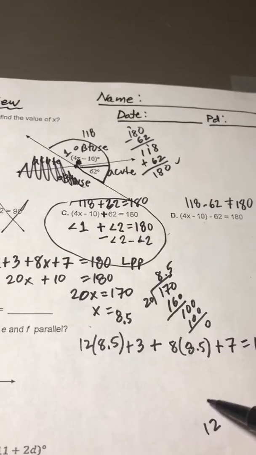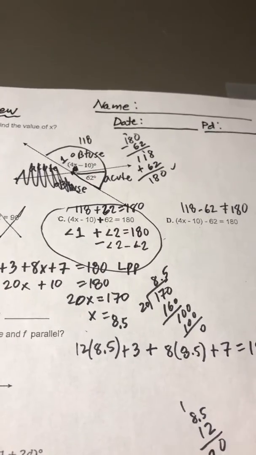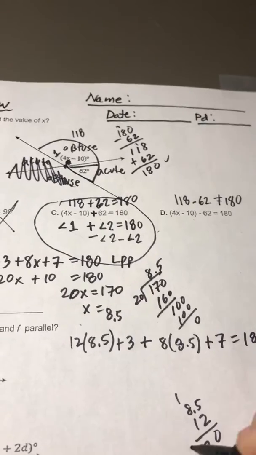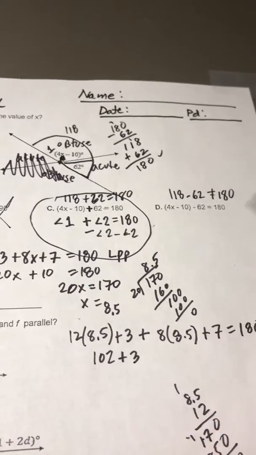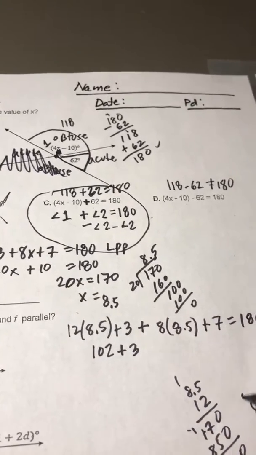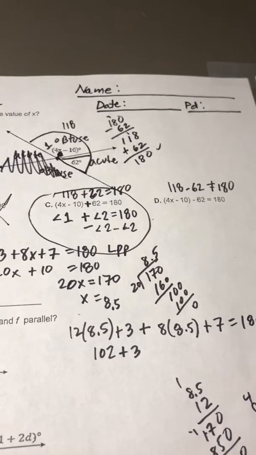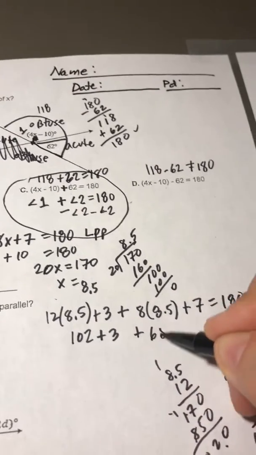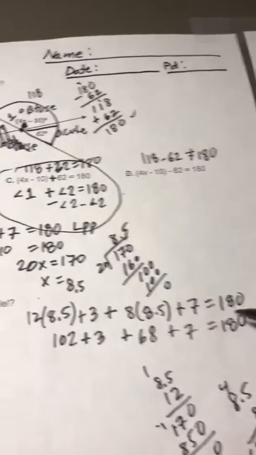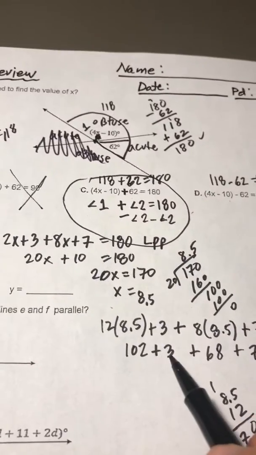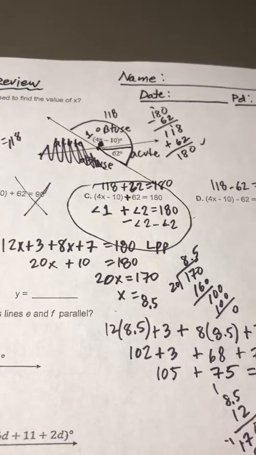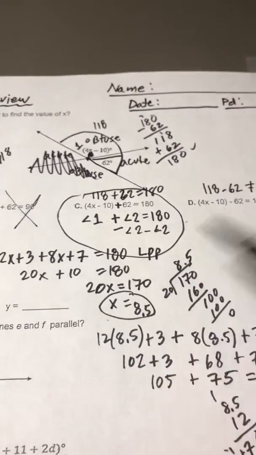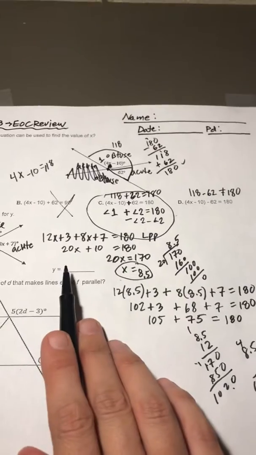And this needs to equal 180. So let's just double check this. So I get 102 plus 3, and 68 plus 7 all equals 180. So it looks like this would be 105 and this would be 75, and yay. Okay, so that we're sure that that is x, but they actually want to know y.